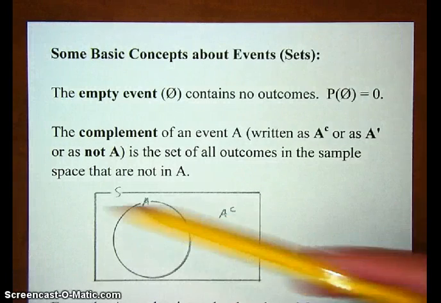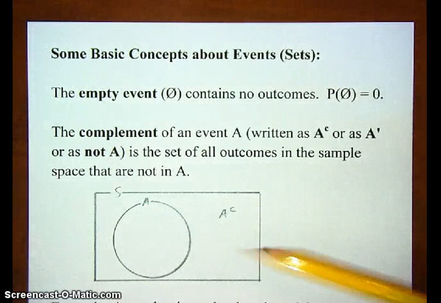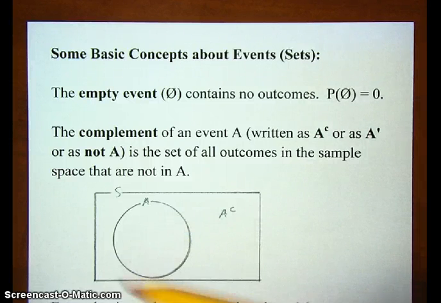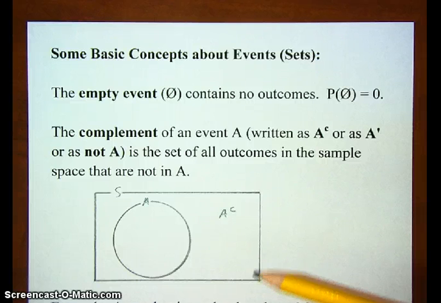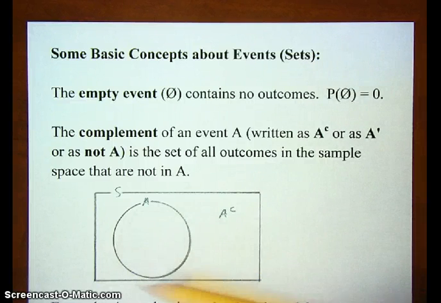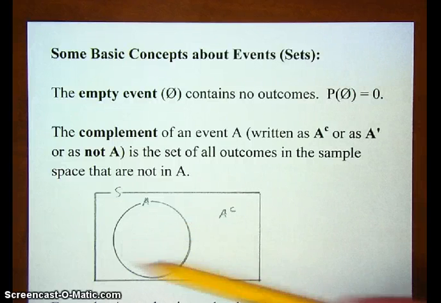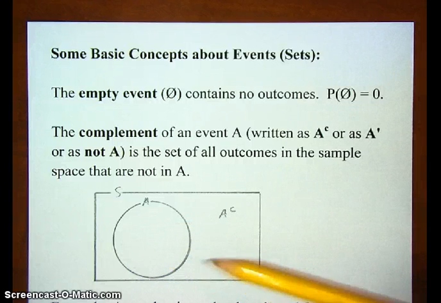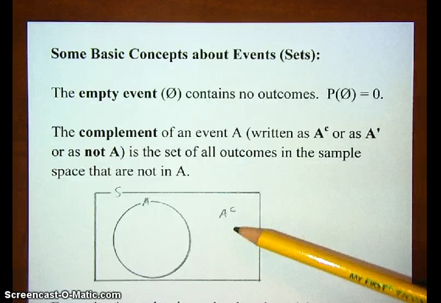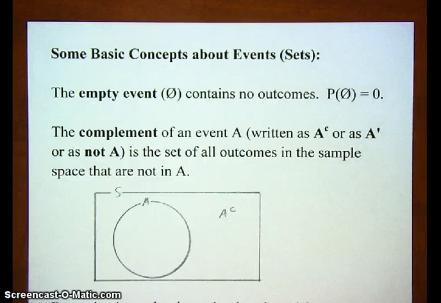So here we've drawn a little Venn diagram. We have the sample space, which is the rectangle, and everything inside that rectangle represents the outcomes that are in the sample space. Then we have the event A, which is this circle, and anything in there would be an outcome that is in that event. And then out here, outside the circle but inside the sample space, is where the complement of A resides.